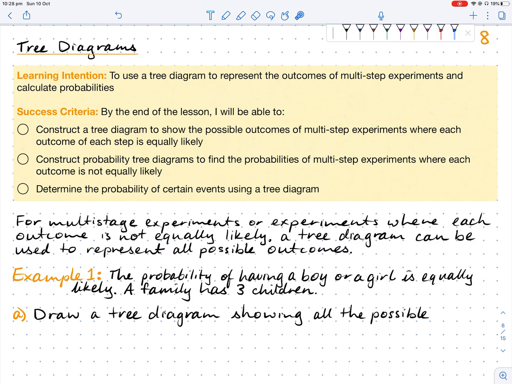So by the end of this lesson, you should be able to construct a tree diagram to show options where each step is equally likely. Okay, so that's the first type of tree diagram we'll look at. The second type is a probability tree diagram. So we draw a probability tree diagram where each of the outcomes aren't equally likely. Basically the difference between a probability tree diagram and a tree diagram is that we attach probabilities to each of the branches. And the final thing you should be able to do by the end of this lesson is to find probabilities using these diagrams.